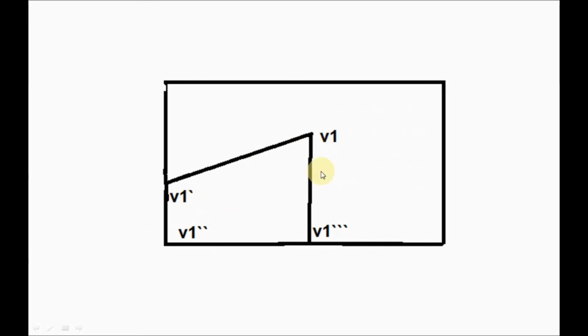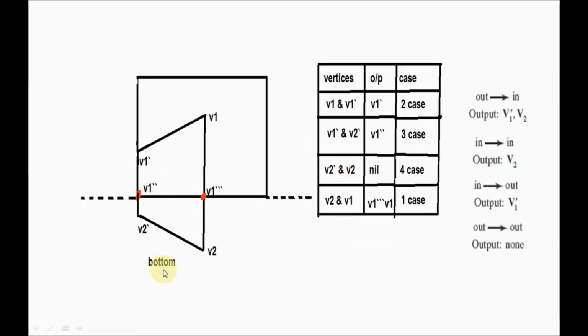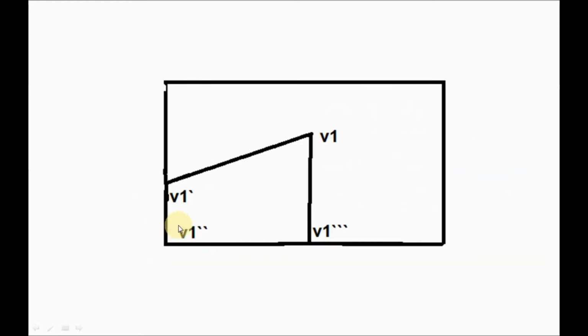I only considered those vertices. Which are the vertices I have not considered here? Fourth case, nil. v2 dash and v2 I have not considered. I just ignore them, I just remove them. So once I remove them, I will get the clipped polygon like this. So I clipped the polygon on the left side, right side, top side, and bottom side.